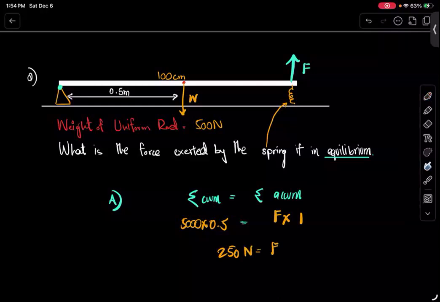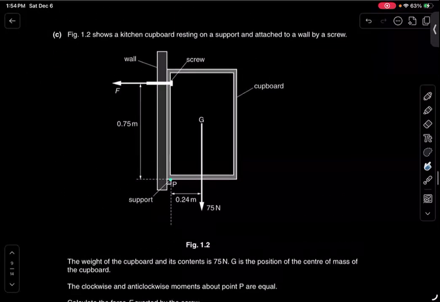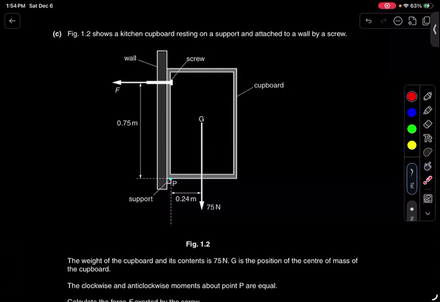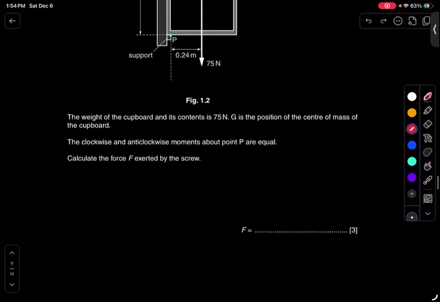Okay, sounds great. Okay, one more question. Now, this is a good one. The question says, figure 1.2 shows a kitchen cupboard resting on a support attached to a wall by a screw. The weight of the cupboard and its contents is 75 newtons. G is the position of the center of mass of the cupboard. The clockwise and anti-clockwise moments about P are equal. Calculate the force exerted by the screw. This is a 3-mark question.